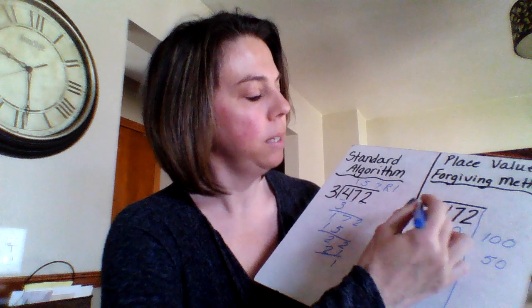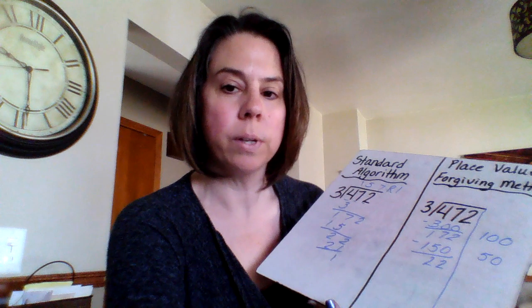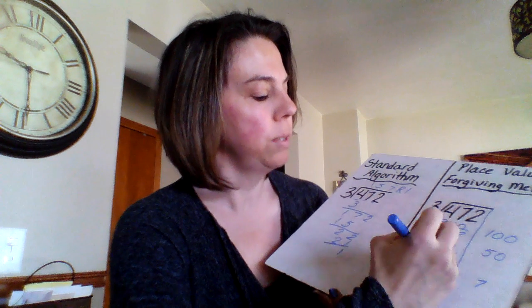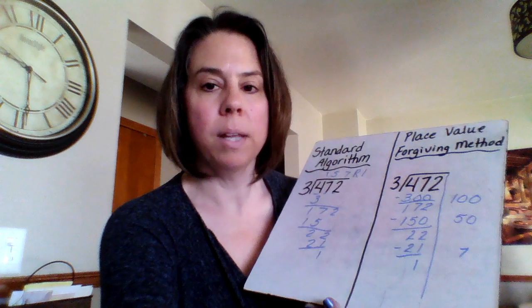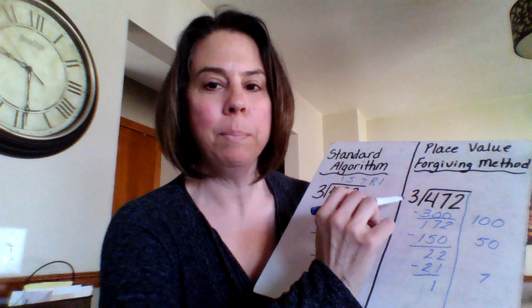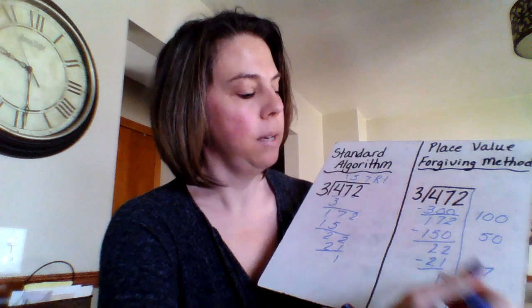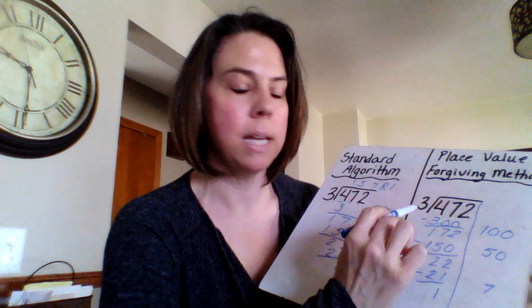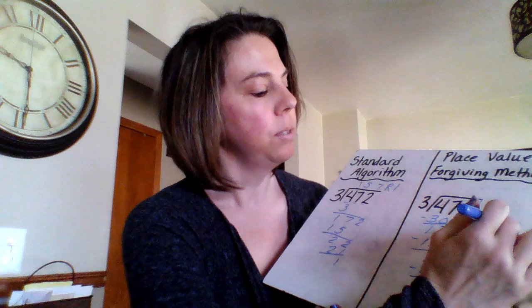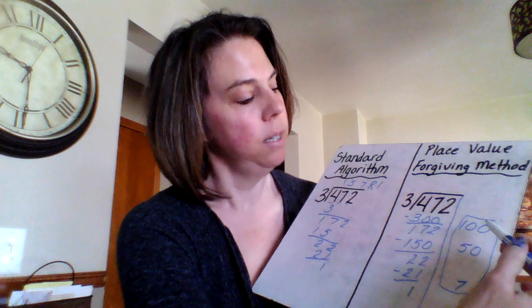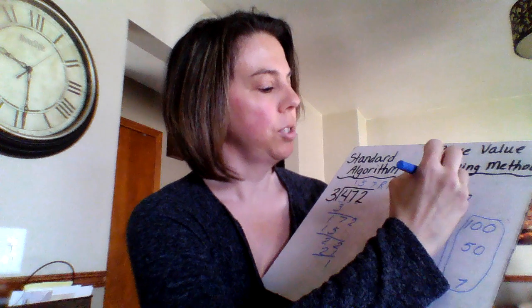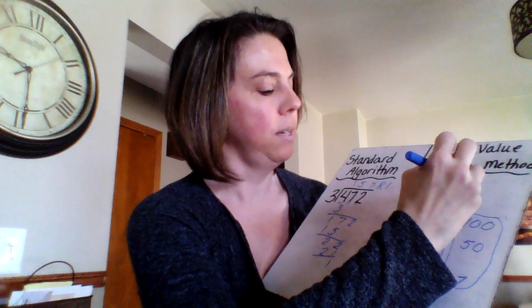And then 3 into 22, and I know that I can do 7. That gets me 21, and then I'm left with 1. I know that I stop because what I have left is less than what I'm trying to divide by. So then if I take all of the numbers that I did over here, that is the answer to my problem. So 157, and then I had 1 left over, so that is my remainder.